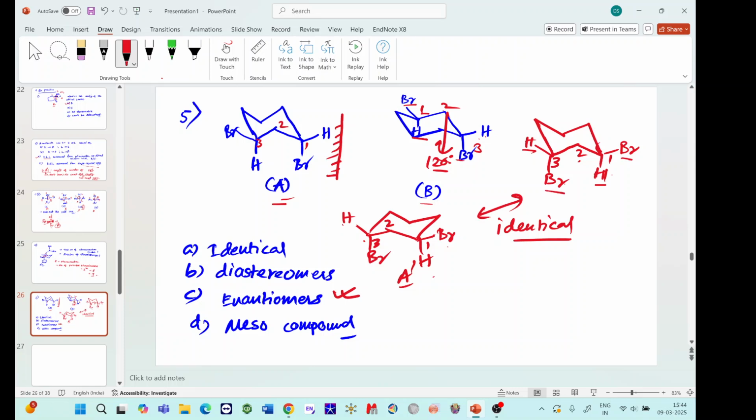Now I compare this mirror image and this rotated form. You can see this is the same compound, identical. At the 1 position, bromine is equatorial and hydrogen is axial at the bottom. At the 3 position, bromine is axial and hydrogen is equatorial. This is the same, so it is exactly matching with the mirror image.